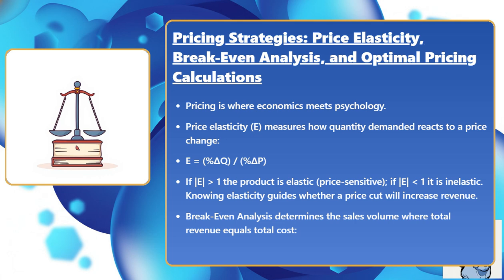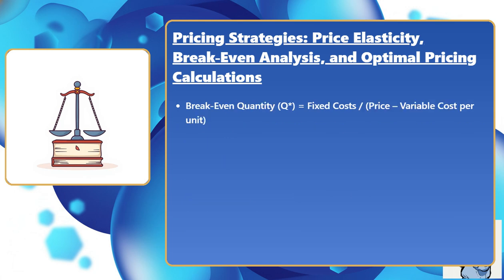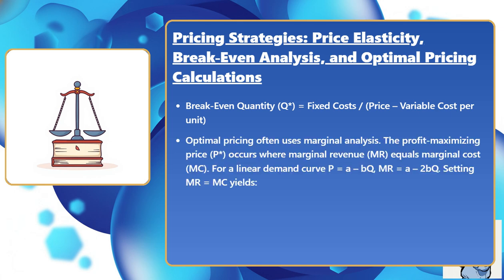Break-even analysis determines the sales volume where total revenue equals total cost. Break-even quantity Q* equals fixed costs divided by price minus variable cost per unit. Optimal pricing often uses marginal analysis. The profit-maximizing price P* occurs where marginal revenue, MR, equals marginal cost, MC. For a linear demand curve, P = a - bQ, MR = a - 2bQ, setting MR equal to MC yields P* = (a + MC) / 2.